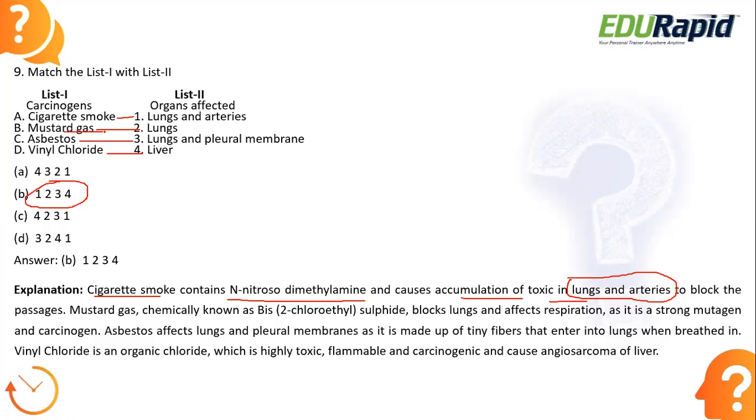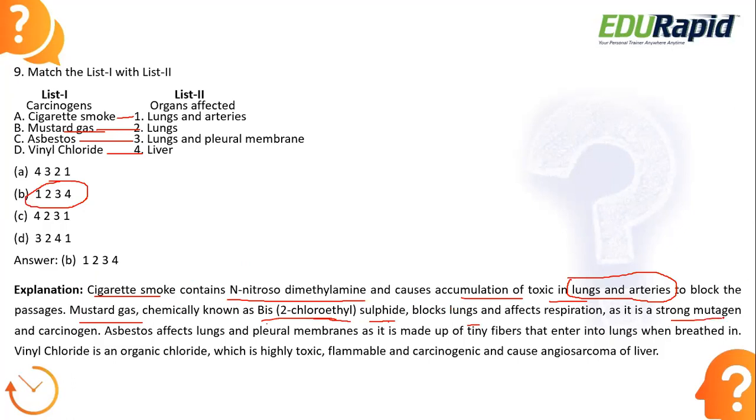So the second one that we have here is mustard gas. It is highly carcinogenic, which is nothing but cancerous, chemically known as bis-2-chloroethyl sulfide. Mustard gas, chemically we call it bis-2-chloroethyl sulfide. It has a sulfide group, and if it enters our body, it blocks the lungs as well as affects the respiration process. A person who is continuously breathing this mustard gas cannot breathe regularly. They will usually face breathing problems later in the stages of their life.